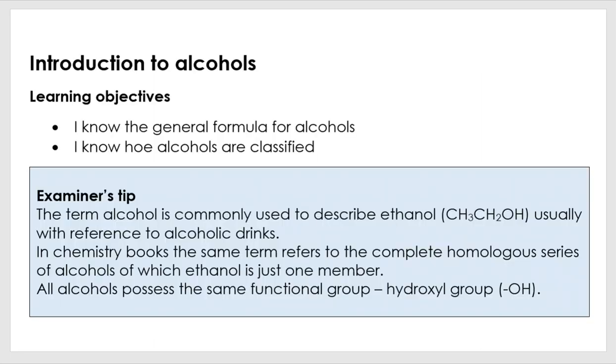So we're going to look at general formula and how alcohols are classified. Now, we often use the term alcohol when we mean ethanol. That's the alcohol that's used in alcoholic drinks. It's used widely in industry. But obviously there are many more, and you'll be familiar with the idea of different carbon chain lengths like methanol, ethanol, propanol. We're going to see that there are also positional isomers within here as well.